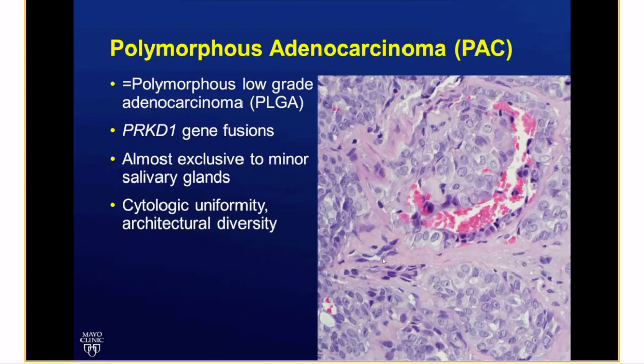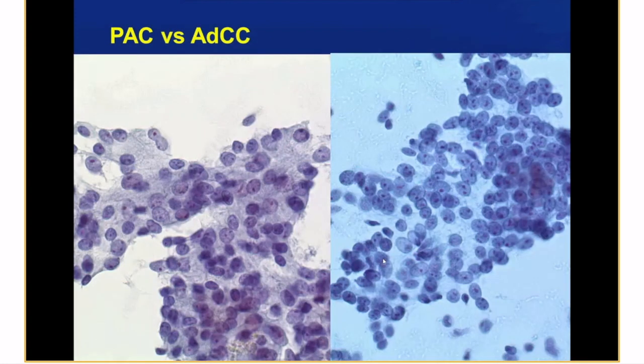Are there stains you could do? There are, and we'll talk about them. So when you compare pleomorphic adenoma versus adenoid cystic carcinoma, again you can see that this feature of nuclear hypochromasia in a polymorphous adenocarcinoma is not so easy to distinguish from adenoid cystic carcinoma on the Papanicolaou stain.